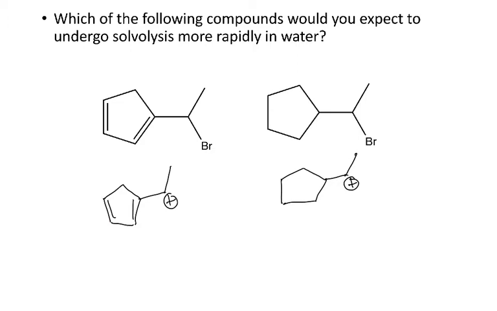I have a carbocation allylic to a pi bond, and so we're going to get resonance stabilization. And I could draw another resonance structure where I move this pi bond over. And because this compound's carbocation is stabilized by resonance, it's going to react faster.